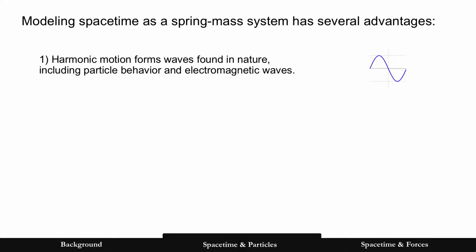Now, modeling space-time as a spring mass system has a few different advantages. First off, the harmonic motion forms waves that are found in nature. Particles are known to have wave formations, and certainly electromagnetic waves do as well. So waves are found throughout the subatomic realm.